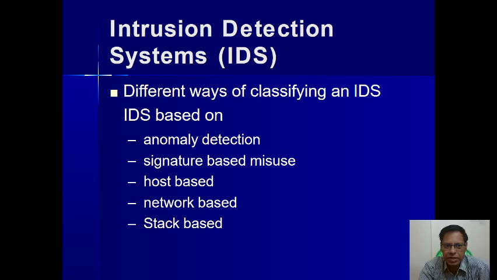And intrusion detection systems can be classified in different ways: based on anomaly detection, signature-based misuse, host based, network based, and stack based. Here, what is anomaly detection? What is meant by anomaly is something that deviates from what is standard.